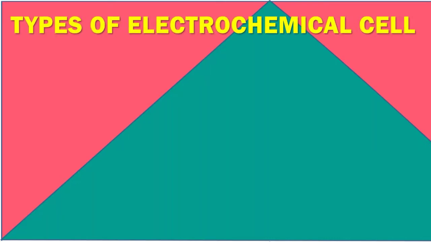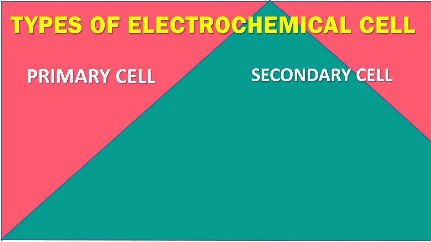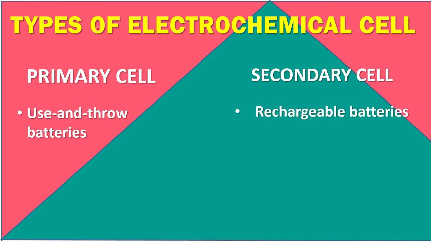Let's begin to discuss types of electrochemical cells. Actually, there are two types of electrochemical cells, which are your primary cells and your secondary cells. Now, the primary cells, most times, are usually called the use-and-throw-away batteries, while your secondary cells are called the rechargeable batteries. So, what's the major difference between the two of them?